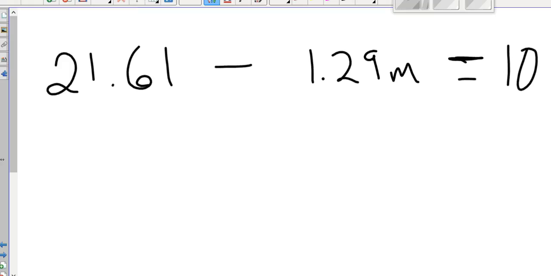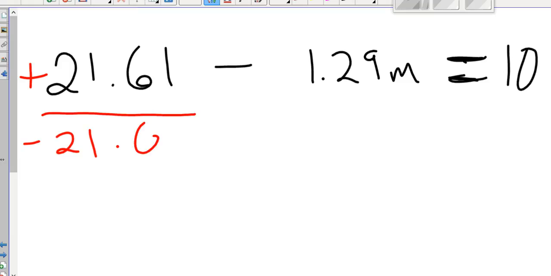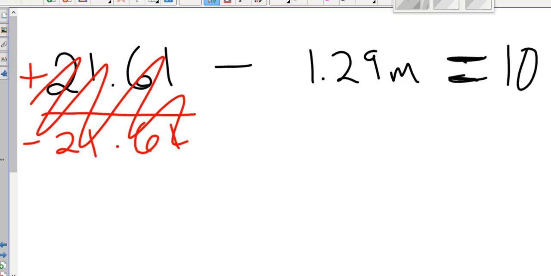The problem is we have this equal sign here, and since we have the equal sign, we have to use the rules of equality and the inverse operation. So what that means is we're going to start by looking at this number, and I want to do the opposite so I can combine it on the other side of the equal sign. So if I have a positive $21.61, I need to subtract it from this side to eliminate it. So 21.61 minus 21.61 equals 0. So now I'm left with 0 minus 1.29 M.